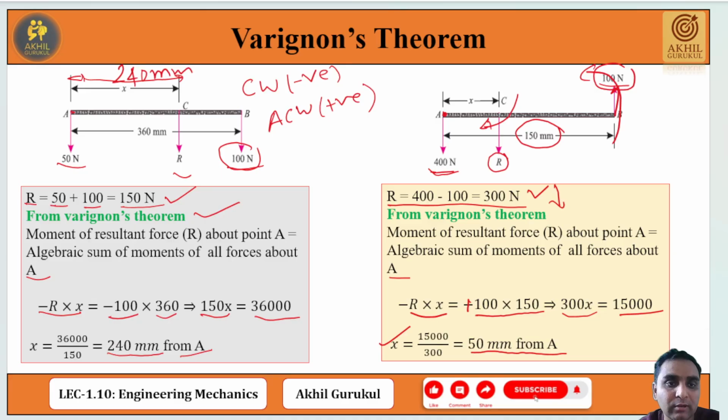So location of resultant from A is 50 mm.